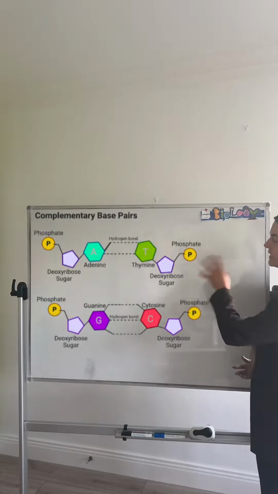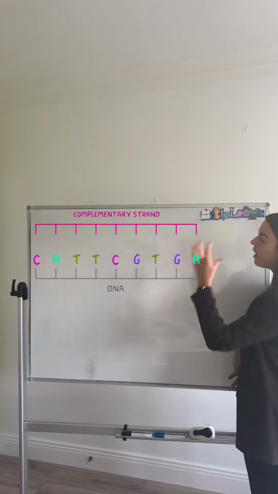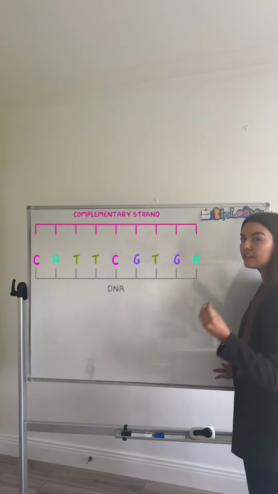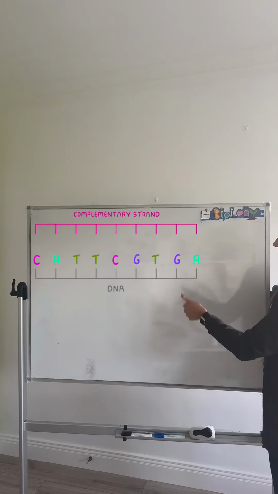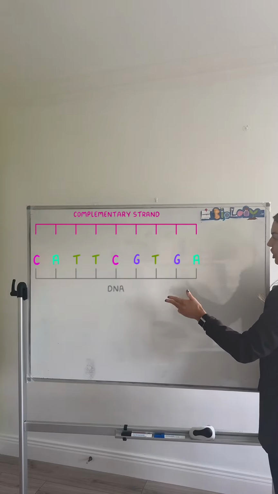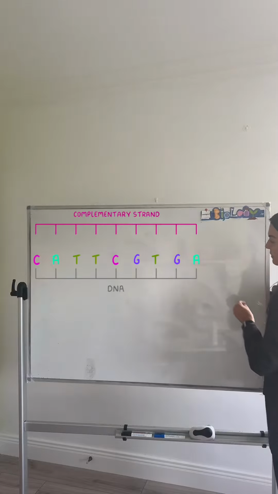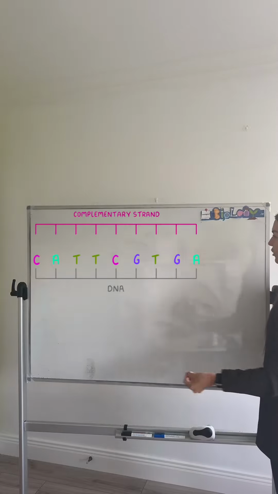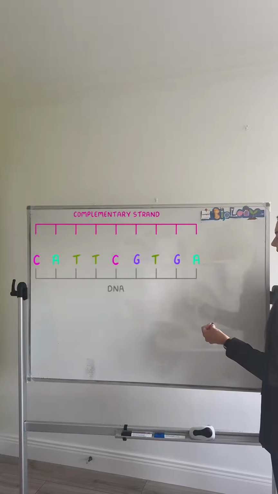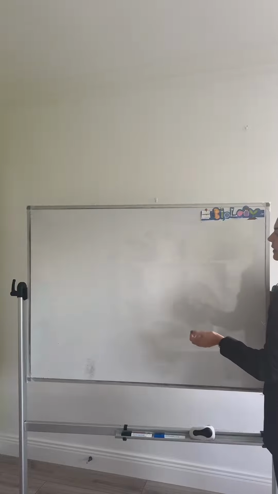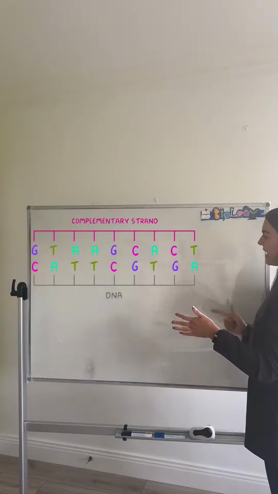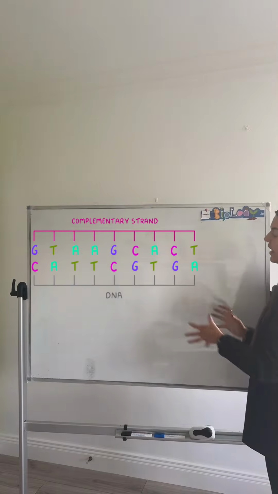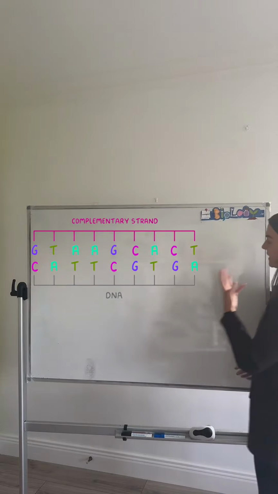If you were given a DNA sequence and you were asked to write the complementary sequence, that is something that you need to be able to do in your exam. So if we do an example here, we're going to have C, A, T, T, C, G, T, G, A. If that's the sequence we were given and asked to find the complementary base pairs of this DNA sequence, our answer would be G, T, A, G, C, A, C, T. And that would be a complementary base pair of this DNA sequence.